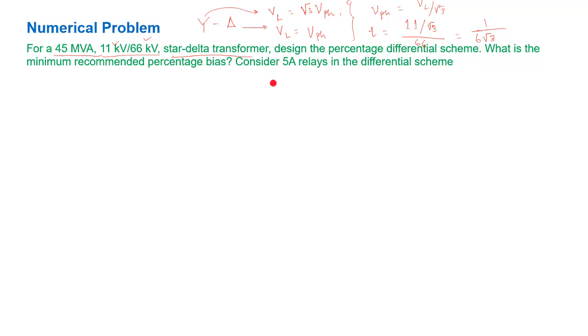Okay. So, let us design the percentage differential scheme for this kind of arrangement, and what is the minimum recommended percentage bias we need, and we will consider 5 ampere relays in the differential scheme. That means the secondary side relay current will be 5 ampere. Okay. Relay current will be 5 ampere.